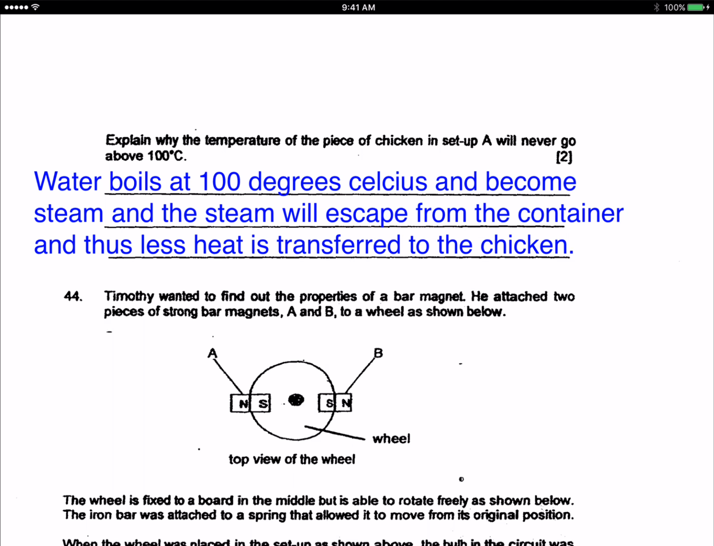Okay, so water boils at 100 degrees Celsius, becomes steam, steam will escape from the container and thus less heat is transferred to the chicken. Do you understand this point? Silence means yes. Yes, very good. Next.